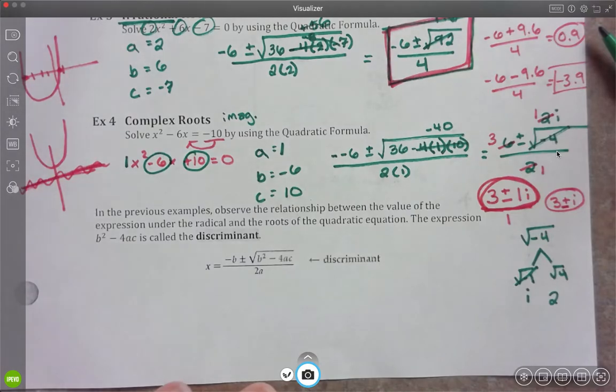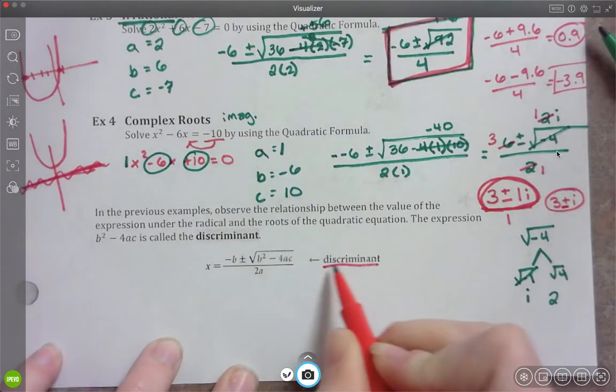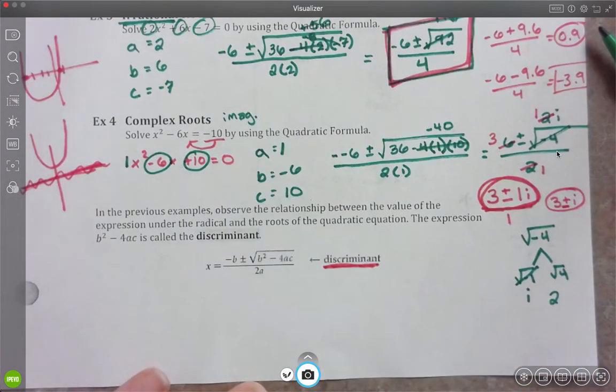All right, we're going to talk about the discriminant tomorrow. It's a very easy concept, but I don't want to overload you too much. We'll talk about the discriminant tomorrow, and then I'll show that video for how you can memorize the quadratic formula. I did leave you a homework sheet.